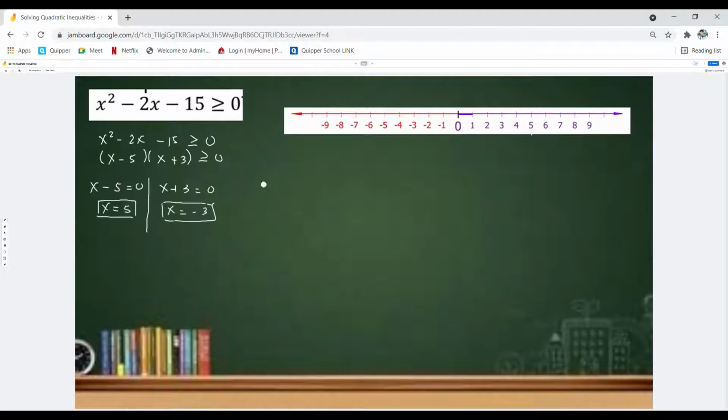Alright, so where is positive 5? Positive 5 is here, located at the positive side of the number line, and the -3 is here. So we have the first section, second section, and third section. Now, what will we do if we are going to show it? Because that's a greater than or equal to, that means if I'm going to do an arrow or line here, that's closed, shaded.